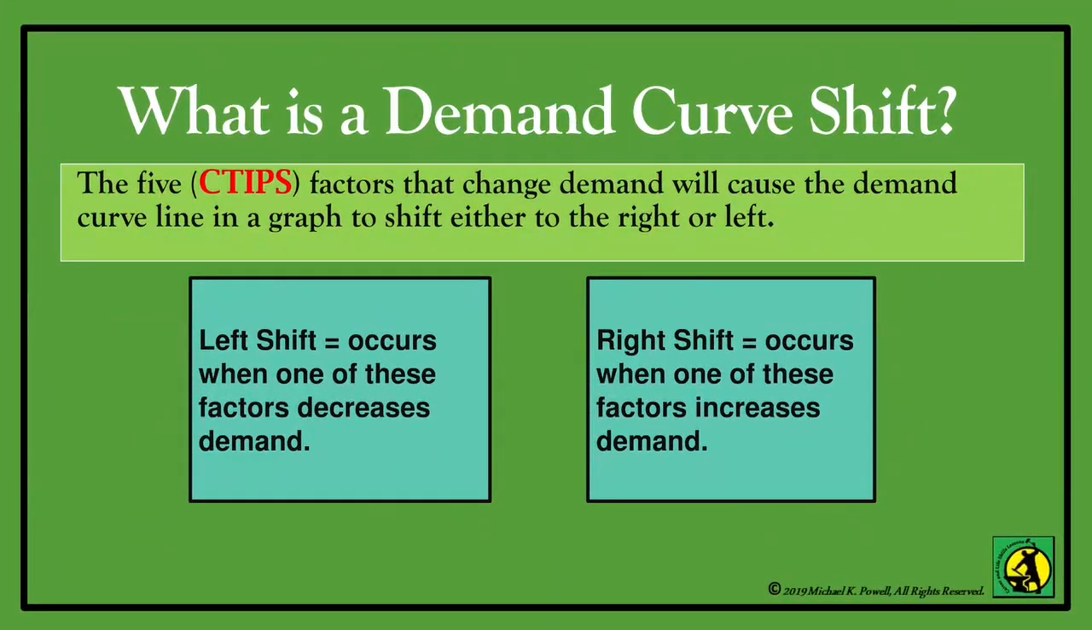So these 5 factors, which we can put into an acronym called C-TIPS, are factors that change demand and will actually cause the demand curve to shift, either to the right if it is an increase, or to the left if it is a decrease. So a right shift occurs when one of those factors increases demand, and a left shift occurs when one of these factors decreases demand.